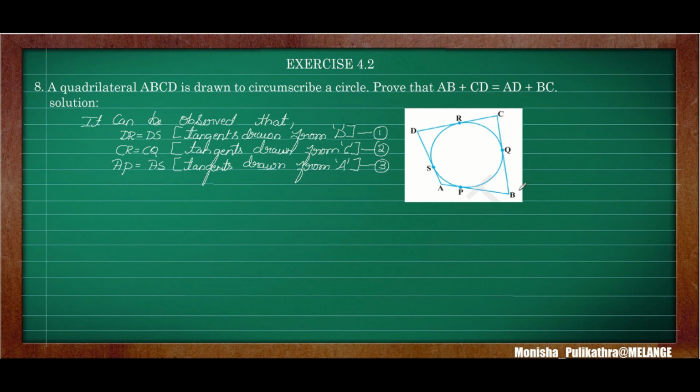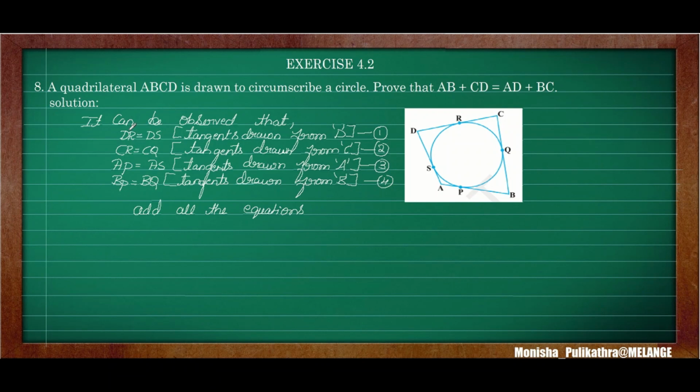And BP is equal to BQ. These are tangents drawn from point B. Let this be equation number 4. Now what we have to do is add everything separately, LHS and RHS separately. We need to add all the equations.